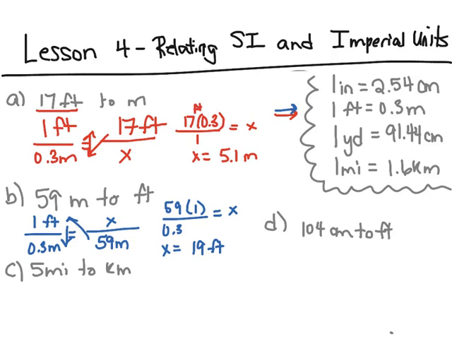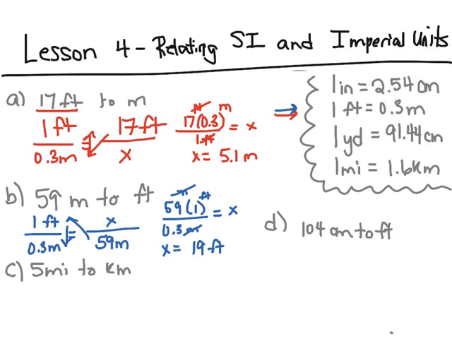And the reason why this works is if we were to put our units in, this would be 17 feet, this would be 0.3 meters, this would be feet on the bottom. Because we have 1 on the top and 1 on the bottom, the meters are left. For this one, we have 59 meters, 1 foot, 0.3 meters. Our meters cancel, and we're left with just feet.